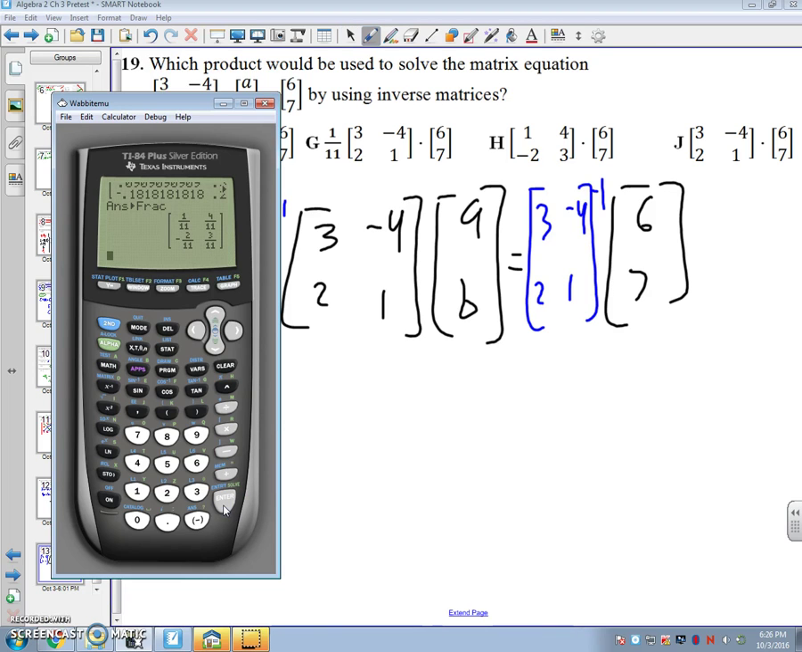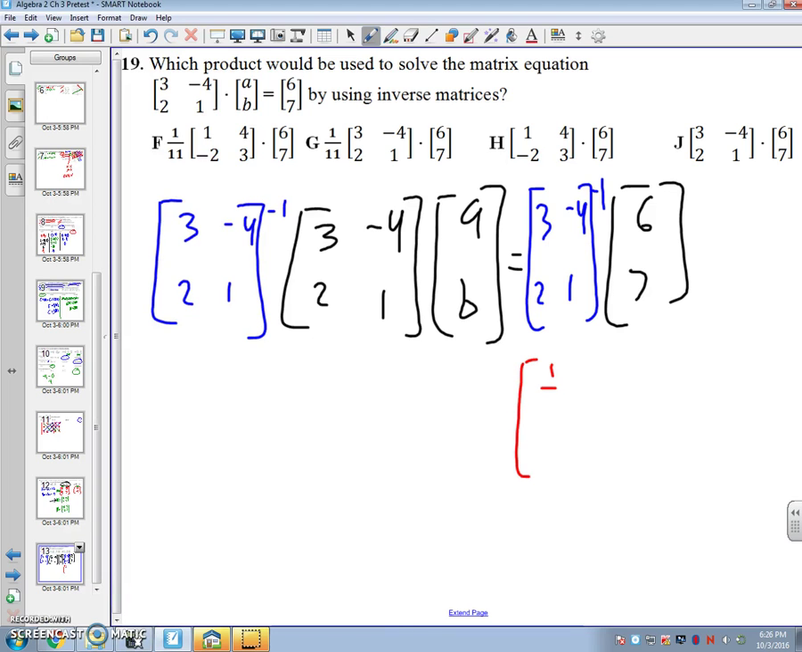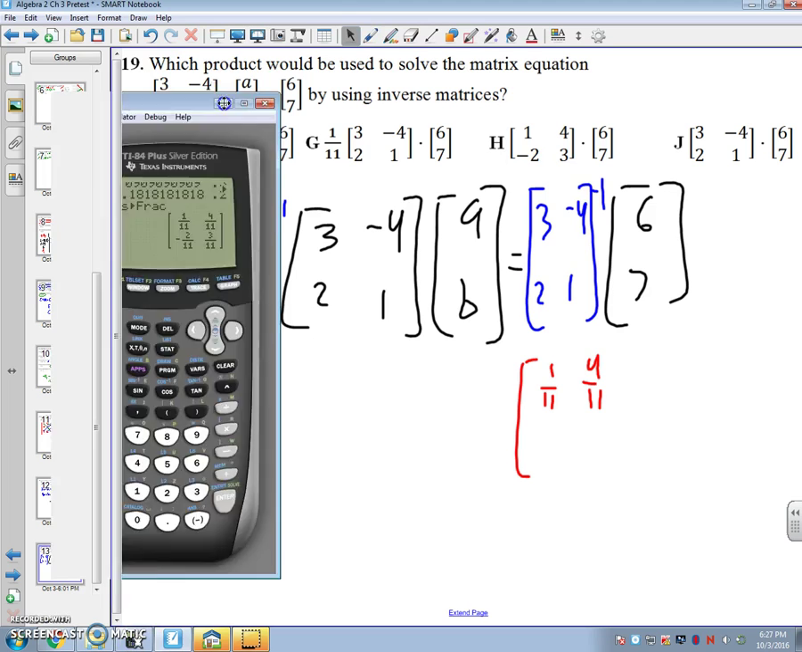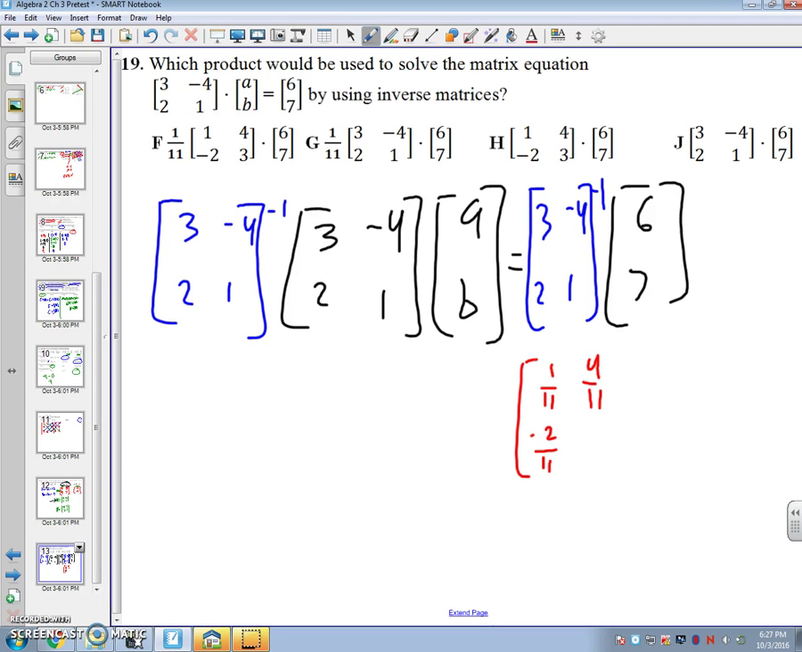So the blue matrix on the right should be 1/11, 4/11, -2/11, 3/11. Now they don't like all these fractions. They actually want to take that out. That 11 can come out. So really, that's the same thing as saying 1/11 on the outside. We have 1, 4, -2, 3 on the inside. So that should have been the left of 6, 7. So where's that? That is F.